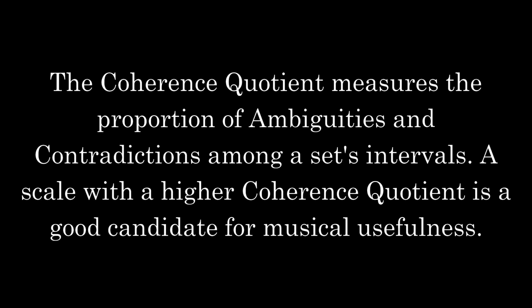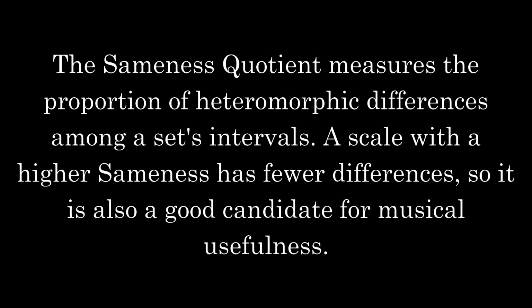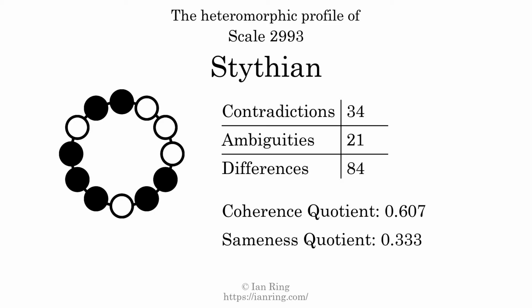The coherence quotient measures the proportion of ambiguities and contradictions among a set's intervals. A scale with a higher coherence quotient is a good candidate for musical usefulness. The coherence quotient is 0.607. The sameness quotient measures the proportion of heteromorphic differences among a set's intervals. A scale with a higher sameness has fewer differences, so it is also a good candidate for musical usefulness. The sameness quotient is 0.333.